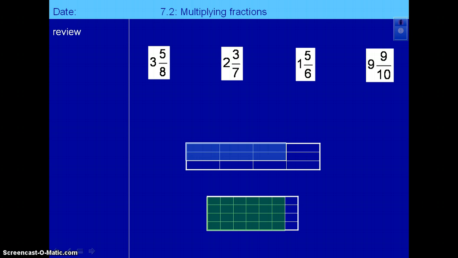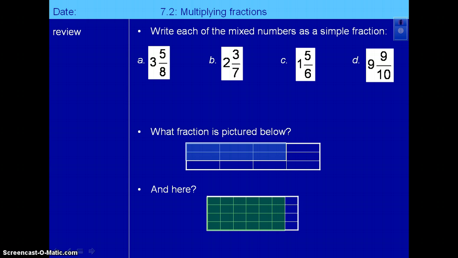A couple of review things that I'd like for you to take a few moments to do. You can go ahead and press pause to do this when you're ready. You'll need to write each of the mixed numbers as a simple fraction and show the fraction that is pictured in each of these based on the shading that you see. So go ahead, press pause, take a few moments to do that.